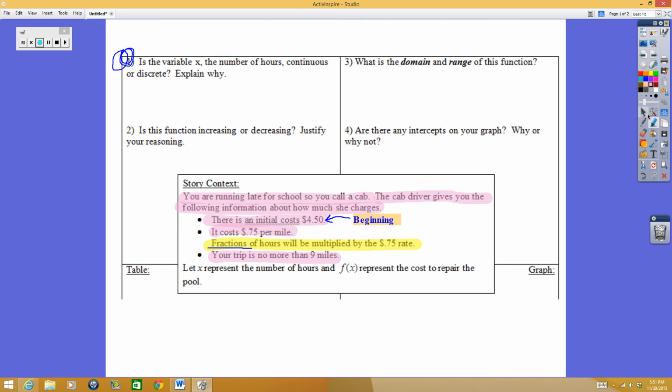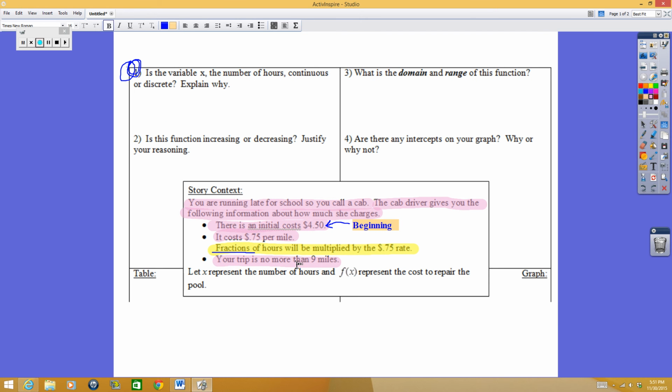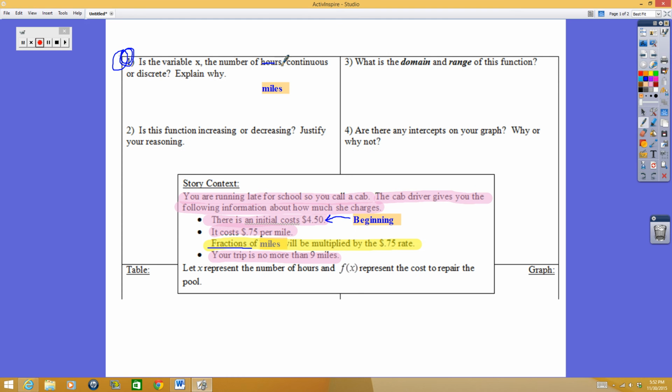Okay, so there is an error when I was looking at this. It should say fractions of miles. So you see how it says hours right here? Can you please cross that out and put miles? And then also up here is the variable x, the number of miles. So once again, cross this out where it says hours and put miles above it. Okay, sorry about that.